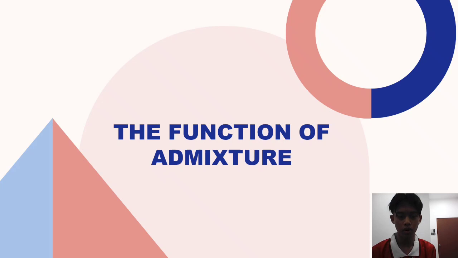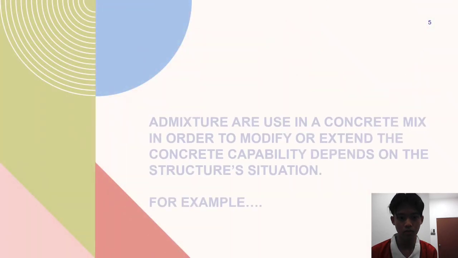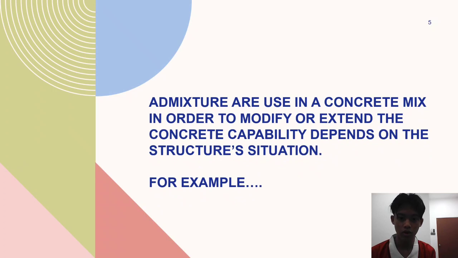Now I'll be explaining about the function of admixture. Admixtures are used in a concrete mix in order to modify or extend the concrete capability depending on the structure situation. For the first example, let's see.